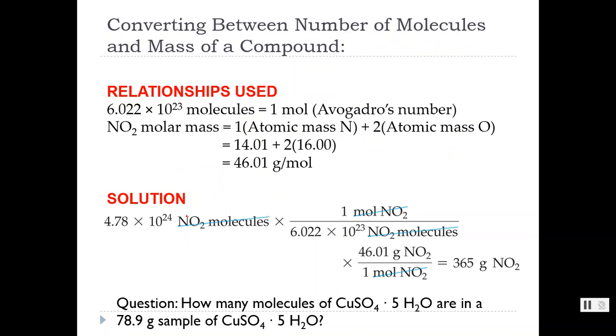So let's go ahead and use that same thought process to attack this question, and that'll be the ending question for this little vignette I'm doing. Let's say I have this molecule, which is actually called a hydrate. We introduced them very briefly in chapter 5. This hydrate is copper(II) sulfate pentahydrate. And I want to know how many molecules of CuSO4·5H2O are in a 78.9 gram sample of that hydrate.